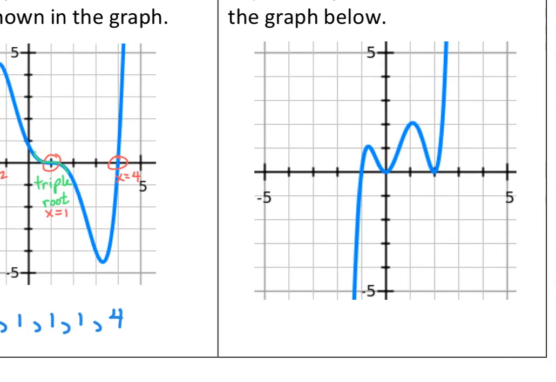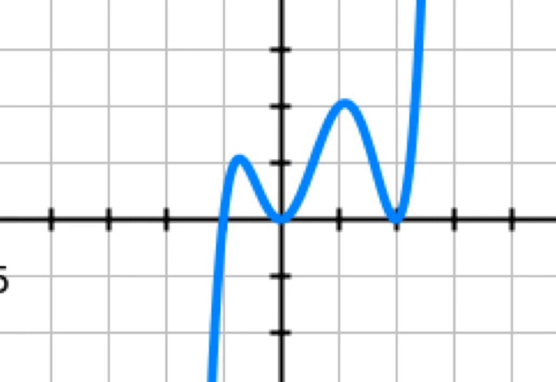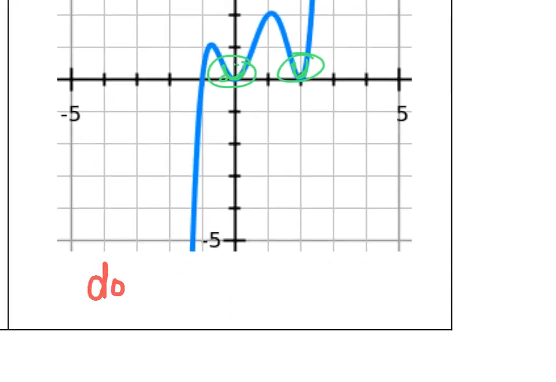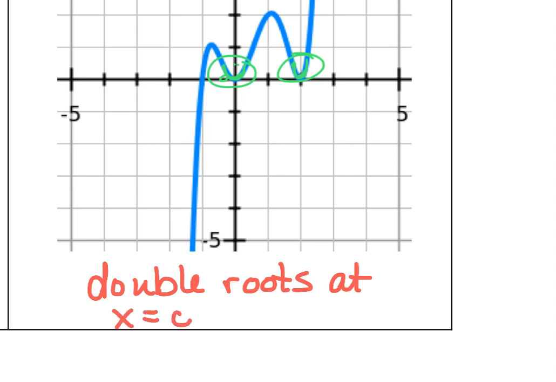And just another picture of some double roots. You've got a double root here, and you've got a double root here, and the question is asking you just to identify the double roots. And I did not mean to make that look like a smiley face, but it does. Wow, it is late and I'm tired. Double roots at x equals 0, where the smiley face is, and at x equals 2.